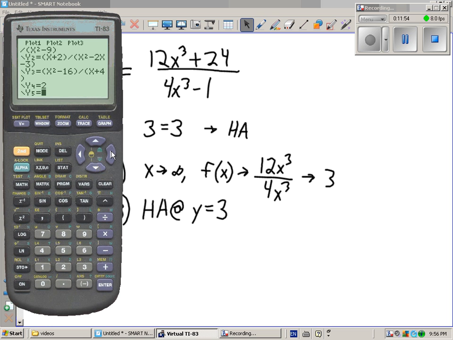All right. First thing I want to graph, 12x cubed plus 24 divided by 4x cubed minus 1. Notice my parentheses, you've got to be careful with those. We graph it. There we are. We have our horizontal asymptote right here at y is equal to 3, just like we thought.